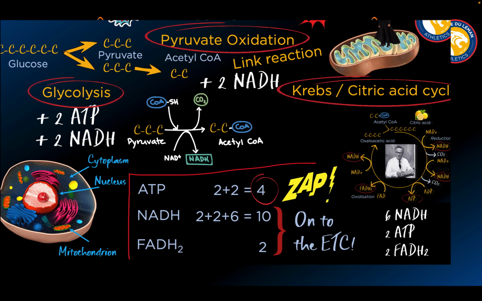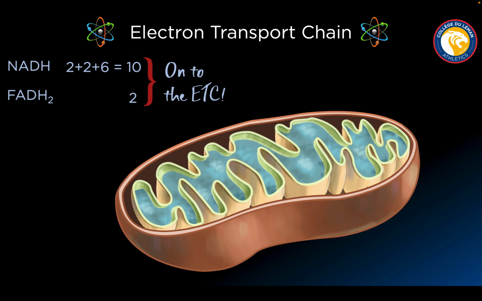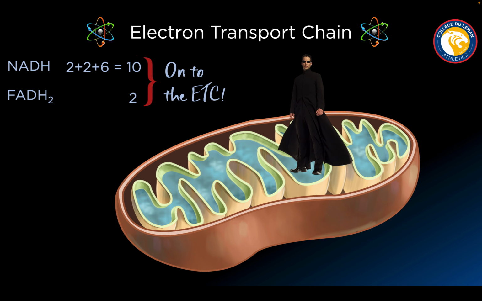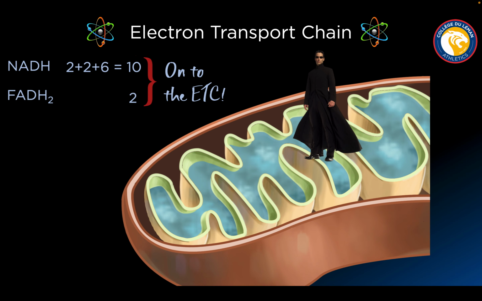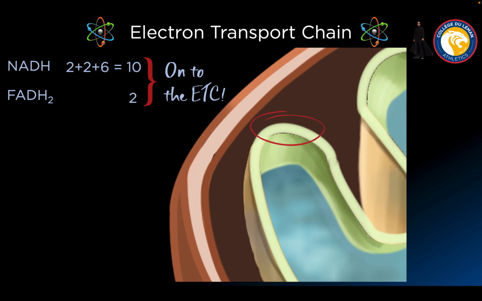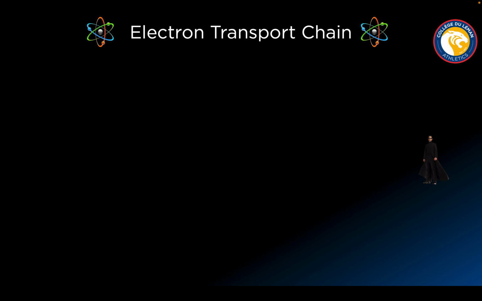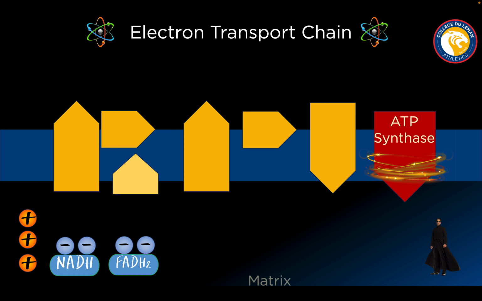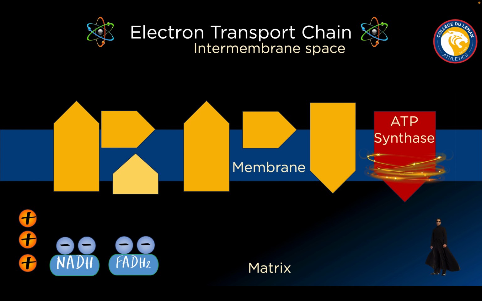Let's take what we have got. We've got these NADHs and the FADH2s. There's our matrix, and this is going to be happening on the inner membrane. There's our matrix there, there's our membrane, and there's our intermembrane space. So this is that membrane.